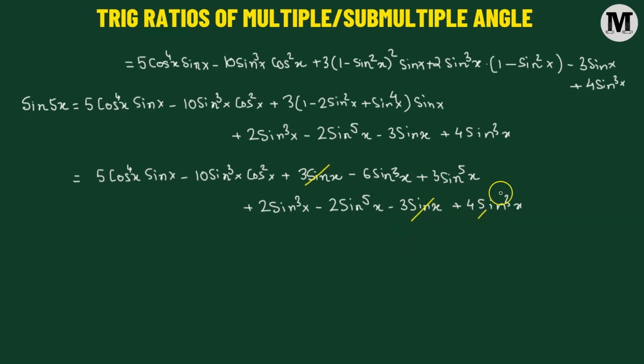Then we have 4 sine cubed x plus 2 sine cubed x. That's positive 6 sine cubed x. That gets cancelled out with negative 6 sine cubed x. And finally, we get 5 cosine x raised to the power of 4 times sine x. That's the first term, minus the second term, which is 10 sine cubed x times cosine squared x. And then we have 3 sine x raised to the power of 5 minus 2 sine x raised to the power of 5, giving us positive sine x raised to the power of 5.